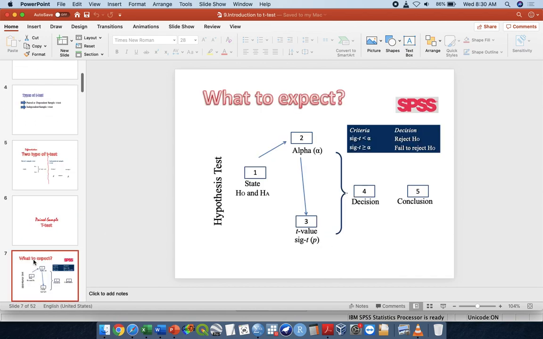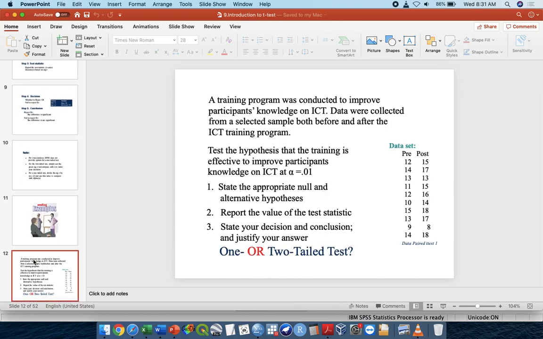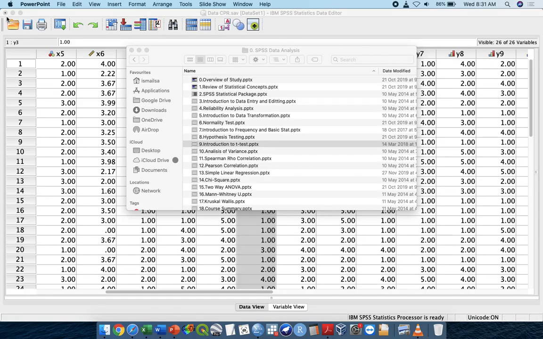And then the concept is very simple. You have the null, you have the alternative, and then you set your alpha, and then you run it. You need to run the values and report those statistical values, and then make a decision and conclusion. So these are our steps, and this is the example. We are going to use this example after this, okay? So bear in mind. I'm just going to make some quick revision first.